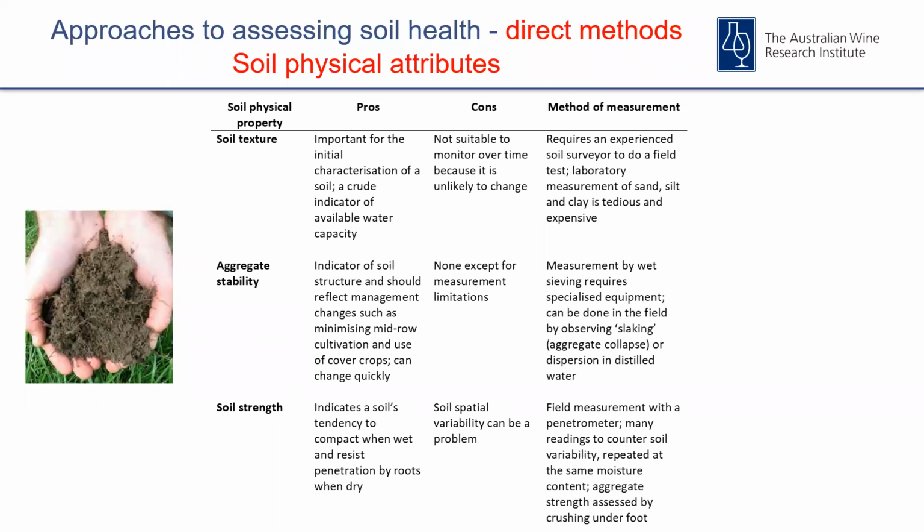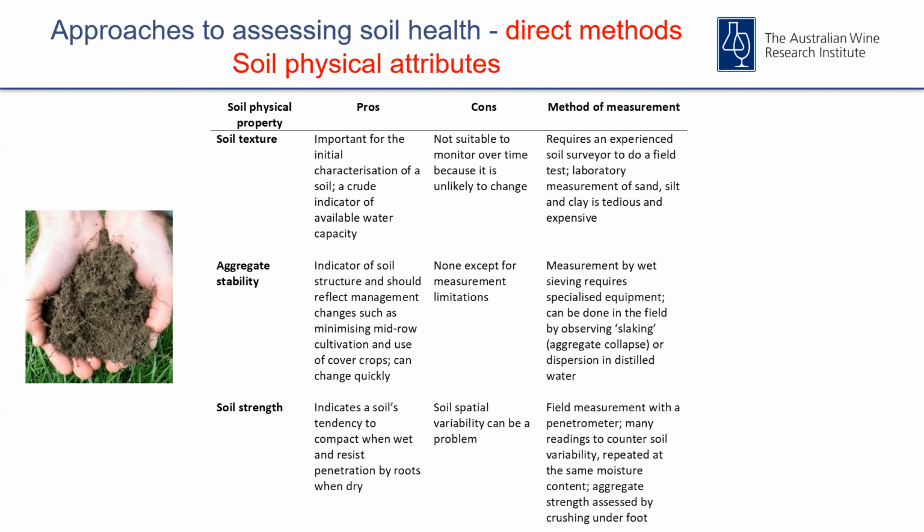I've got a table here, and there are a number of slides that cover off on the physical attributes. First of all, I want to talk about soil texture. It's really important for the initial characterisation of the soil. It's a crude indicator of water available capacity, which I'll touch on later as well. In terms of the cons, it's not suitable to monitor over time because it's unlikely to change. So that's the first one.